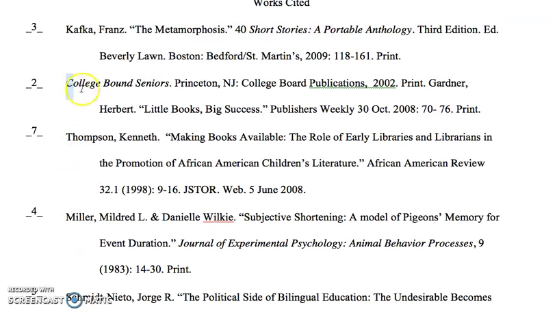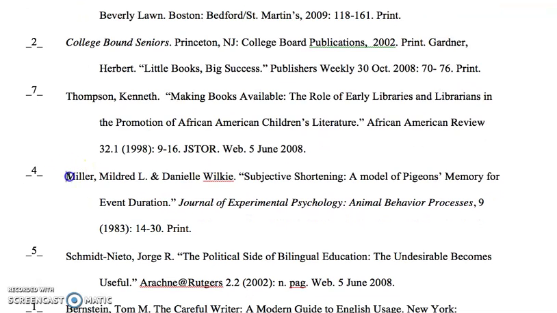We go from the very first word. As long as that first word isn't a or the, then you look at the first word. Then, of course, what comes next would be Kafka, which is with a K. And then you come down here. The next letter, of course, is Miller. So 4 would be Miller, Mildred.